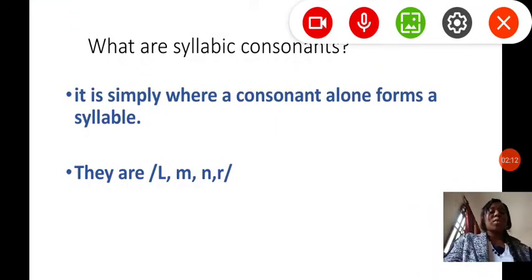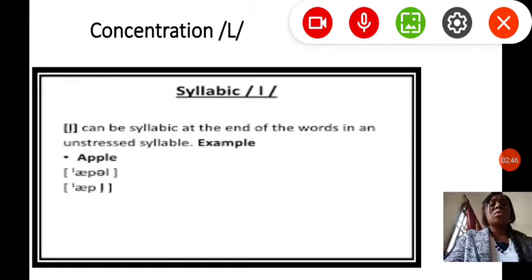What are syllabic consonants? Syllabic consonants are consonants that can form a syllable alone. You see how in the examples you saw previously, the words are divided into syllables. The bits of the spoken language make up the syllable. But here, when we talk about syllabic consonants, these consonants can form a syllable alone. And we have different types of consonants that can act as that. We have l, we have m, we have n, and the r. Now, our concentration will be on the l sound.